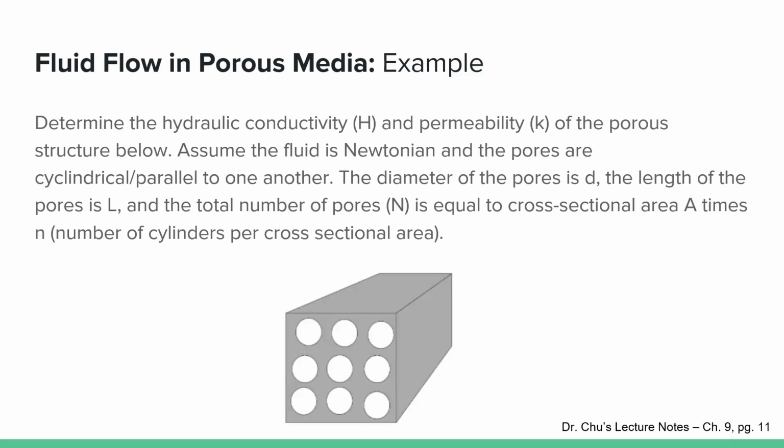And so this question is asking us to determine the hydraulic conductivity H and permeability K of the porous structure shown below. Here we're going to assume that the fluid is Newtonian and that the pores are cylindrical and parallel to one another. The diameter of the pores is D, their length is L, and the total number of pores N is equal to the cross-sectional area A times lowercase n, which is the number of cylinders per cross-sectional area.